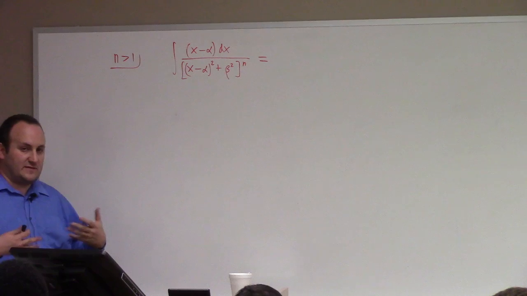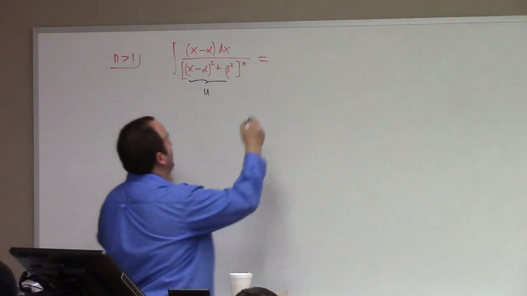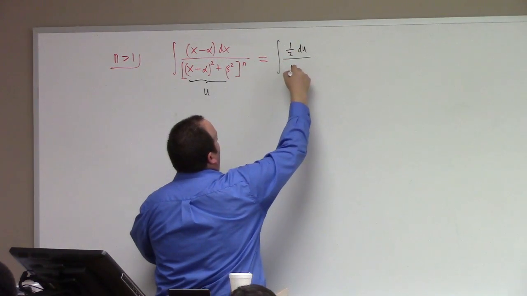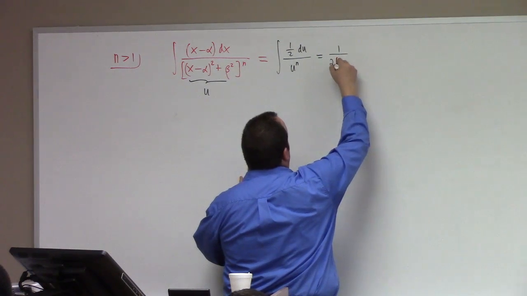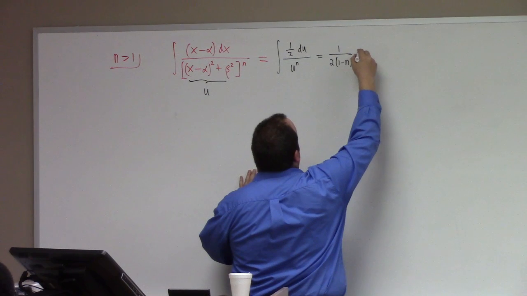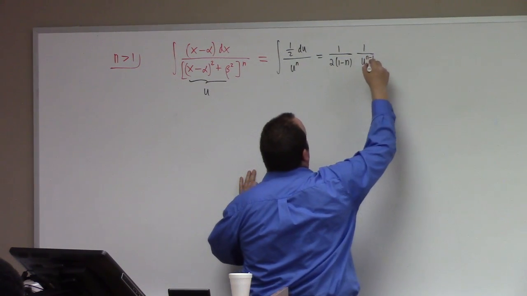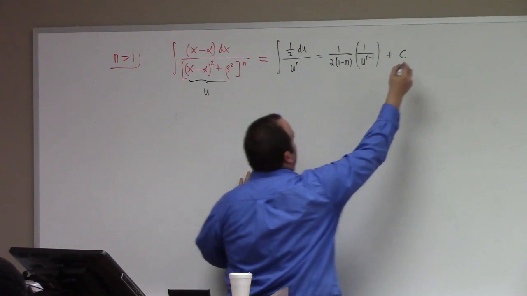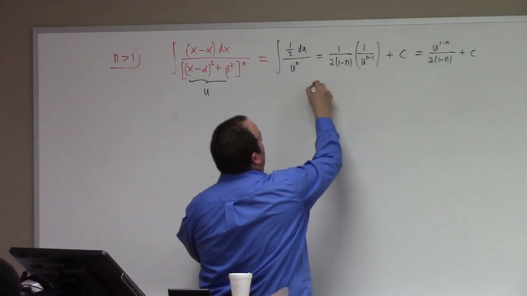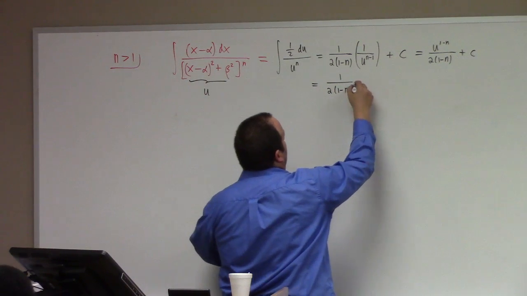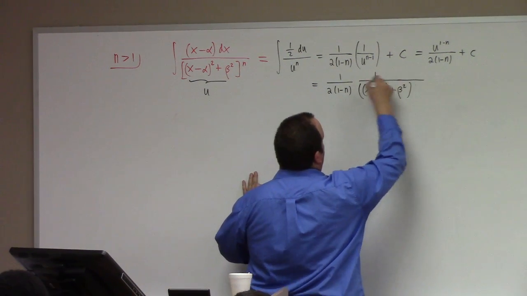Forgive me, this part's a little bit boring, but we have to get through it just for the sake of logical completeness. So we'll let this thing be u again, right? And so again, u substitution, I have 1/2 du upstairs. I've got u to the n downstairs. So that's u to the minus n, right? So I get 1 over 2 times 1 minus n, 1 over u to the what? n minus 1, right? Plus a constant. Of course, you could write it as 1 minus n over 2 times 1 minus n, plus a constant, if you prefer that, whatever. I'm going to stick with this form. So that gives me 1 over 2 times 1 minus n, and then 1 over (x minus alpha) squared plus beta squared, to the n minus 1 power.